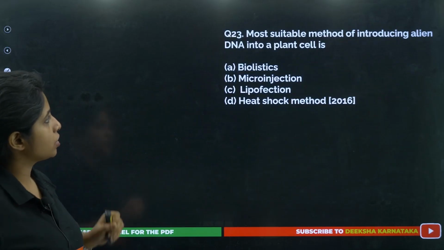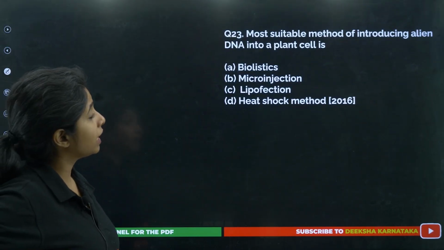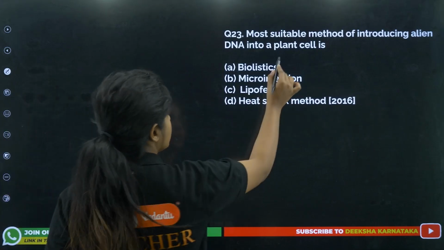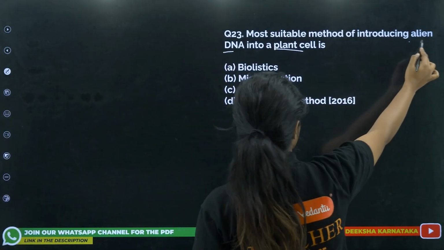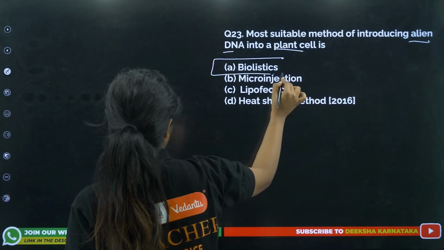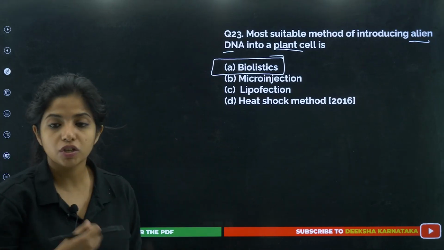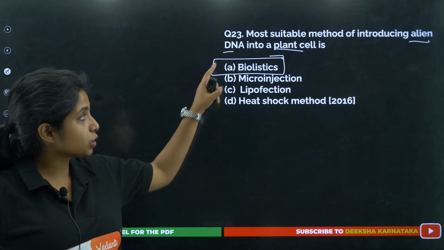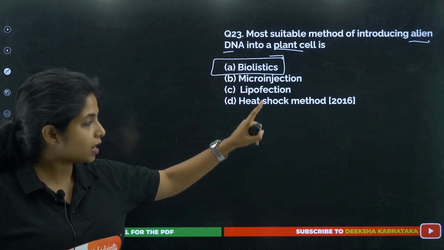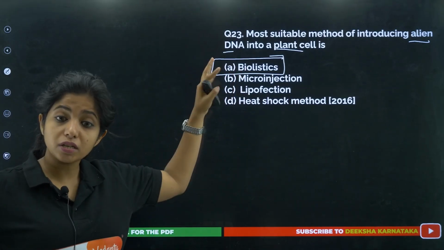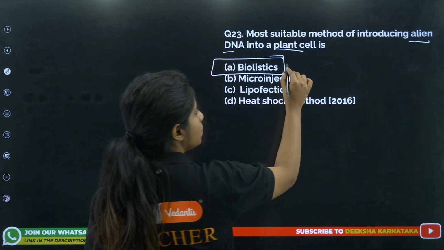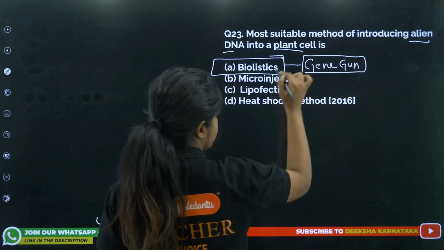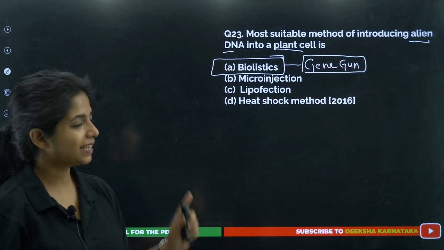Works? Next question. Most suitable method of introducing alien DNA into a plant cell. How many times has this question come? If you want to put alien DNA, as in the new DNA, the gene of interest, into a plant cell, it will be biolistics, or basically the gene gun method. Again and again. So this is an important topic. Please remember that. It was a 2016 question, and people usually forget biolistics because what they remember is gene gun. Biolistic and gene gun are the same thing. Okay. Next question.